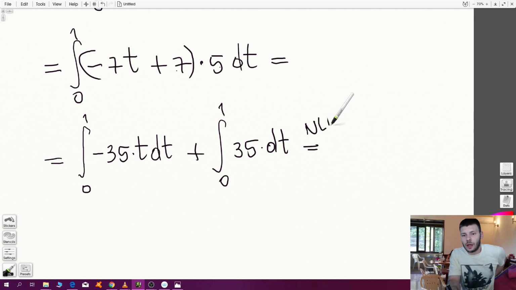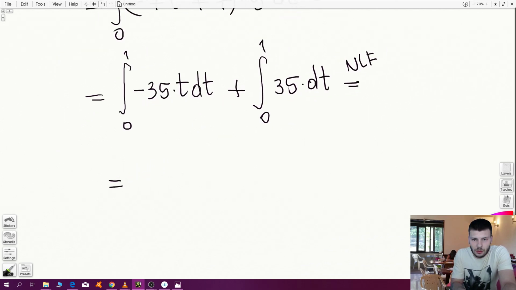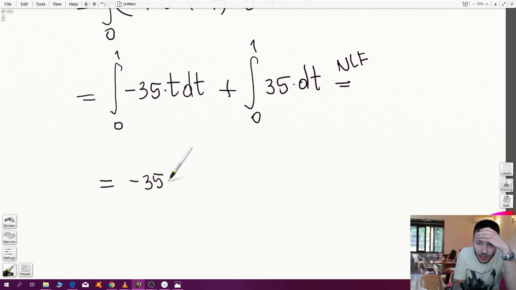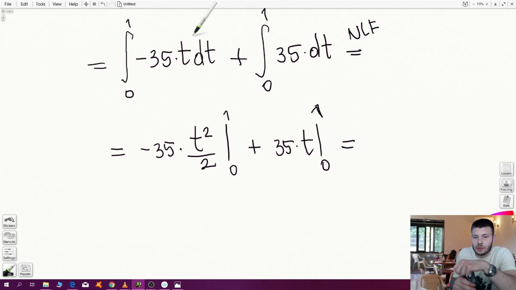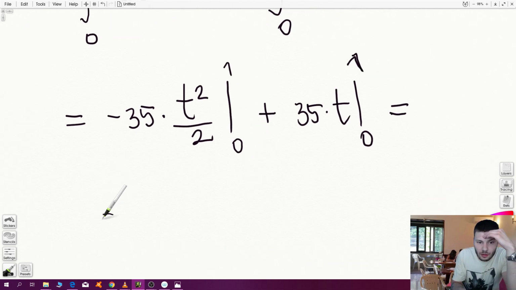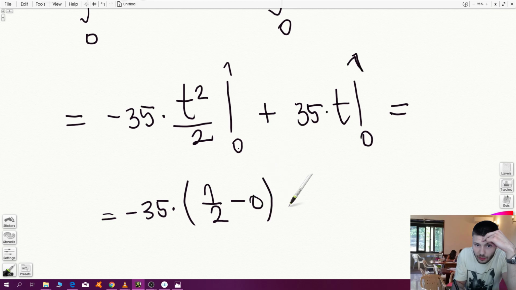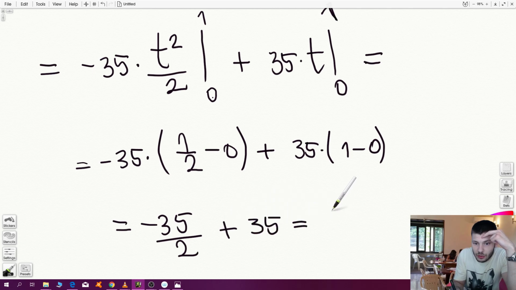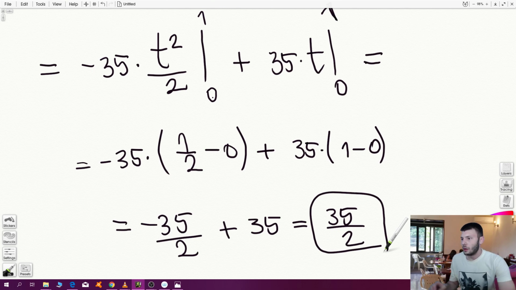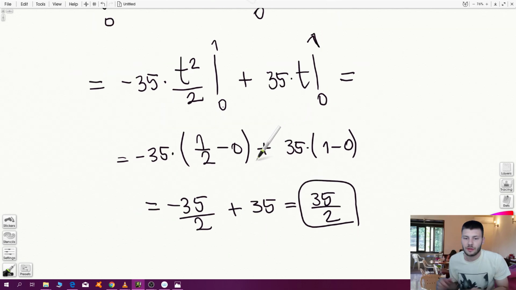And using the Newton-Leibniz formula, we have that this integral is equal to minus 35 t squared over 2 from 0 to 1 plus 35 times t from 0 to 1. So let's just plug in what we have to plug in. 1/2 minus 0 plus 35 times 1 minus 0, which is equal to minus 35 halves plus 35, which is equal to 35 halves. So we have got the same result as in the previous video.